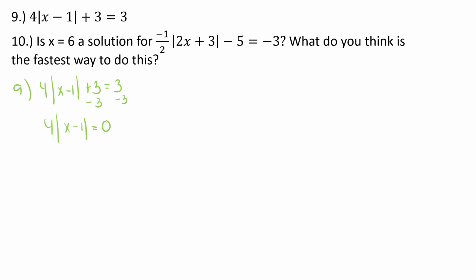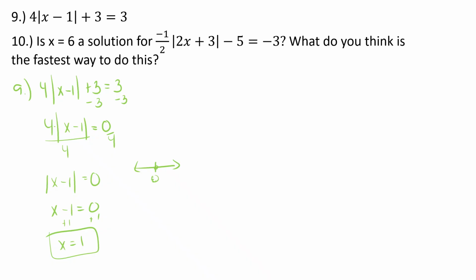Or you could carry out the operation here. So you divide both sides by 4. 4 divided by 4 is 1, and 0 divided by 4 is 0. And there's only one number that when you take the absolute value, you get a 0, and that's 0. So x minus 1 has to equal 0. We add 1 to both sides, and we get x is equal to 1. And this is one of the examples that has just one solution.